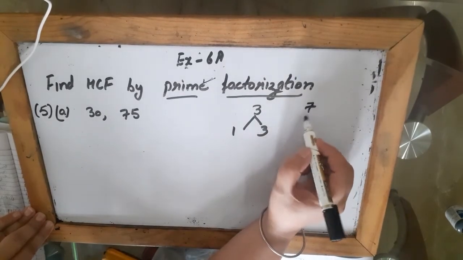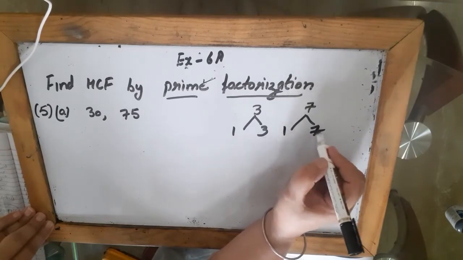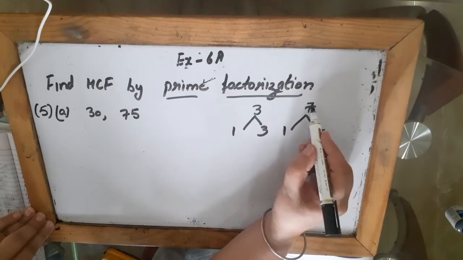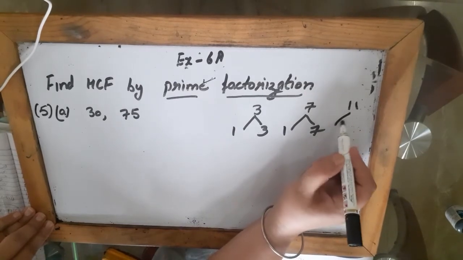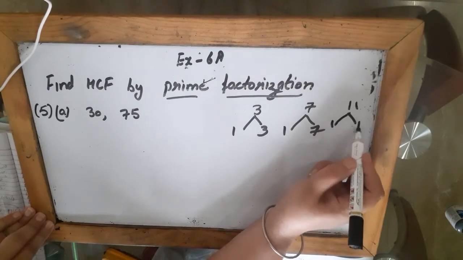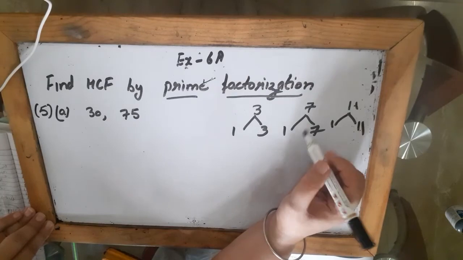Like 7, I can divide 7 only by 1 and itself. So 1 and 7 are the only two factors of 7. So 7 is a prime number. And like 11 can be divisible only by 1 and 11. So it has only two factors. So 11 is a prime number.